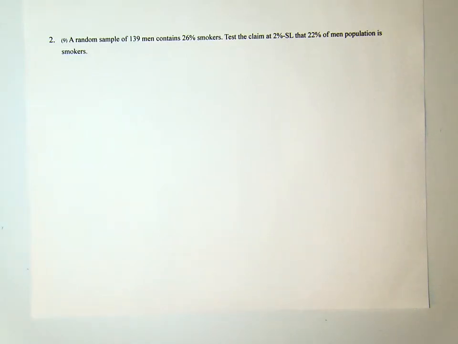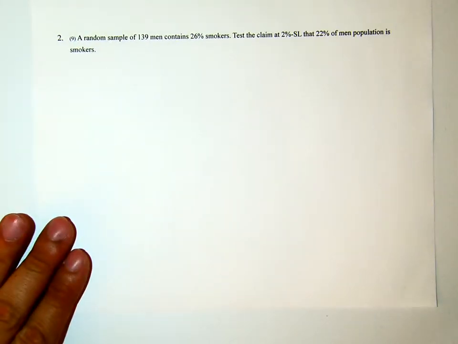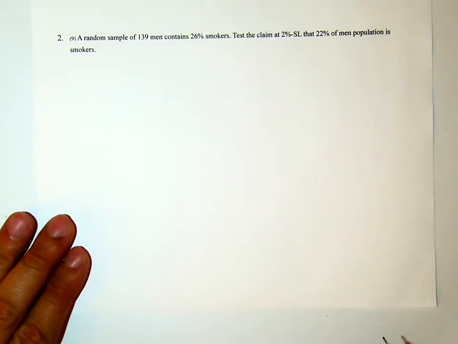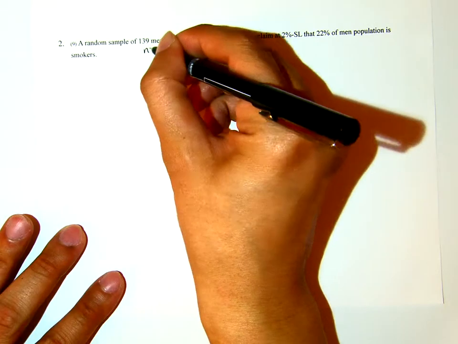The following is for 2011 Math 227 Test 3, number 2. A random sample of 130 men contains 26% smokers. Test the claim at 2% significance level that 22% of the men population is smoker. Okay, now let's see the information.